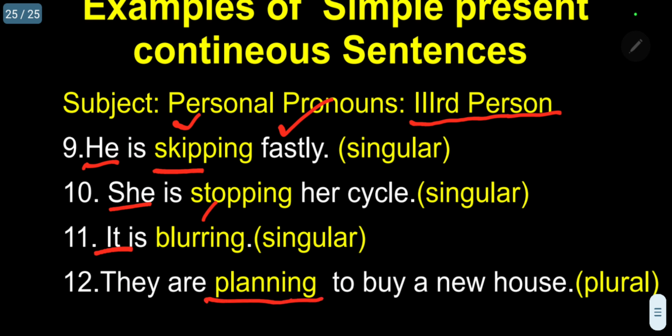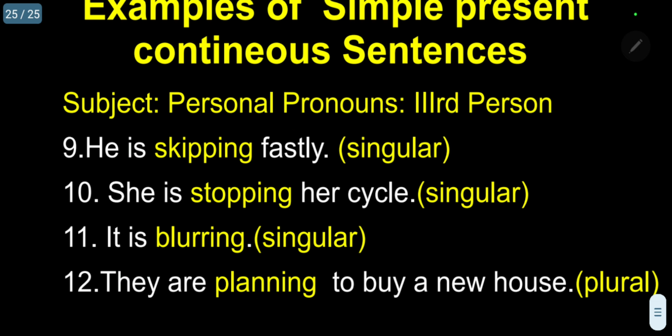Now, plural. They are planning to buy a new house. Plural. Plan, where N is the end letter and A is the vowel.